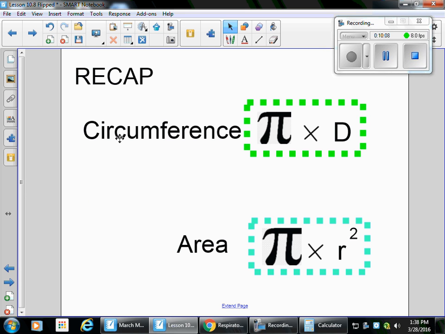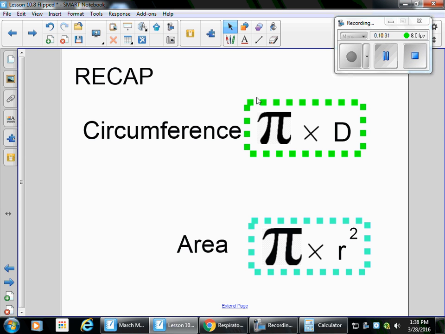Quick recap. To find the circumference, pi times diameter, which is 3.14 times whatever the diameter is. Area is pi times whatever the radius is, so the radius is half the diameter, squared. This is how you solve it. Remember, area is where you're going to do centimeters squared, inches squared, and that's how you solve these.